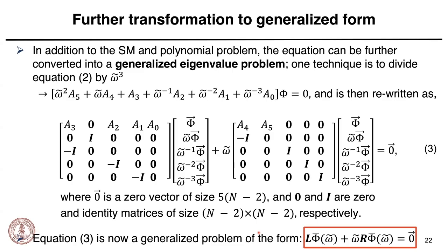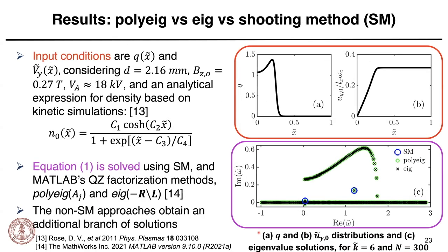So now I'll just show a comparison between these three different methods. There's the shooting method, there's a polynomial method, and there's a generalized eigenvalue method. And so first, I'll give some input conditions. So here I'm showing a distribution for Q, or essentially the electron density. The equation that I'm using here is based off of kinetic simulations from another work, where they fit a line to their average simulation results. So this is an expected profile from an electron layer in these crossfield diodes. And then there's the corresponding velocity distribution.